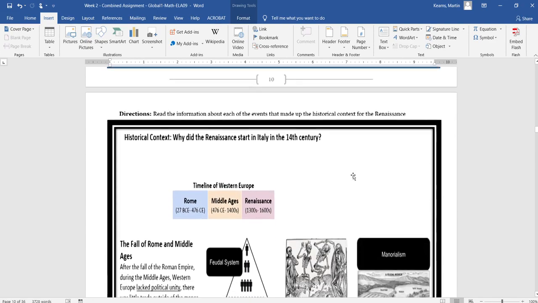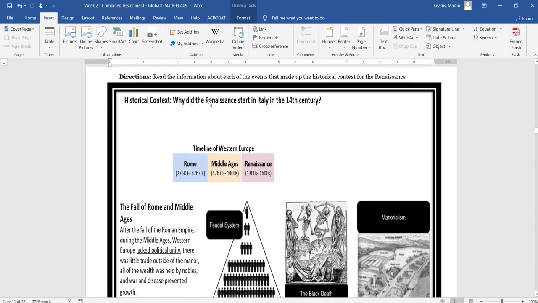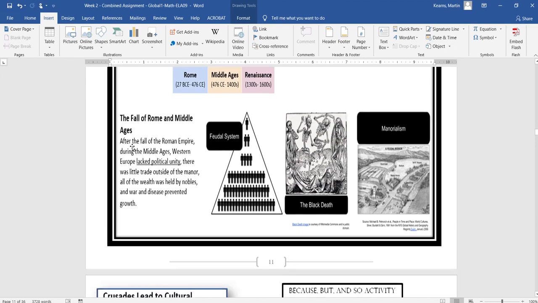Okay? Directions on page 11. Read the information about each of the events that made up the historical context for the Renaissance. Why did the Renaissance start in Italy in the 14th century? With the images, you may remember these from up top. The fall of Rome in the Middle Ages. After the fall of the Roman Empire during the Middle Ages, Western Europe lacked political unity, meaning they were not unified. There was little trade outside of the manor, and all of the wealth was held by nobles. That would be these guys up here. And war and disease prevented growth.